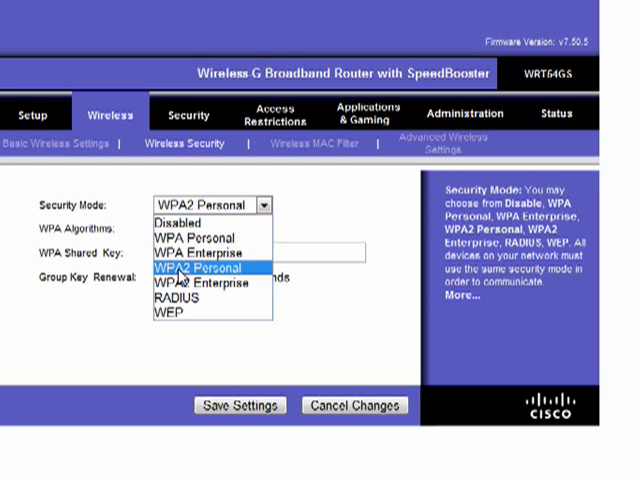So, WPA is simply a means of protecting and locking down your wireless network so that it can't be accessed by people who don't have authorized access to your network.